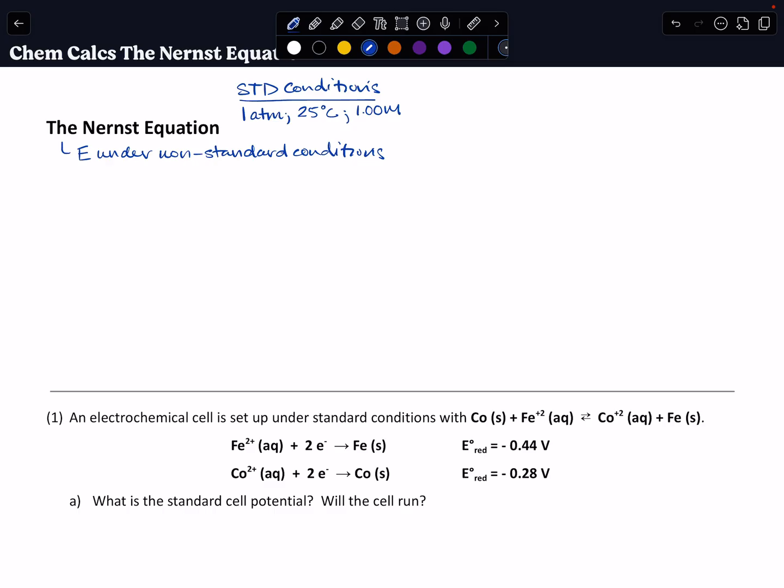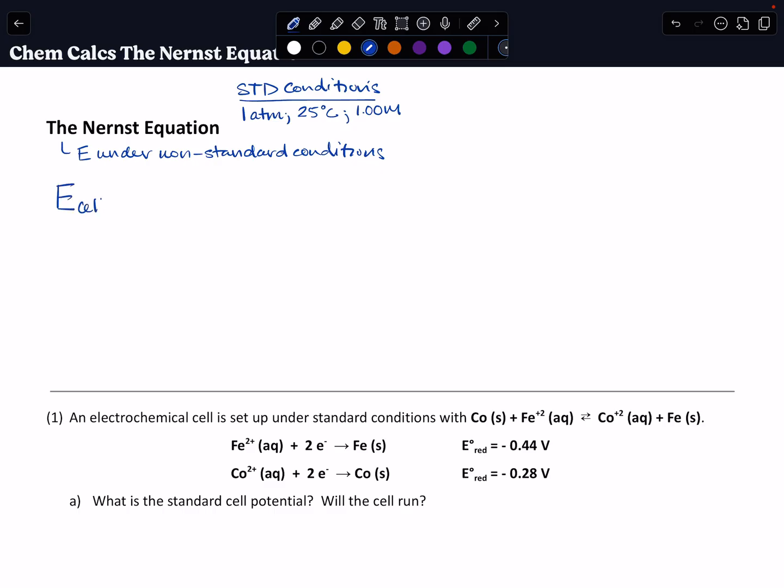So if your cell setup is different from this standard condition set, then you can't just use the reduction and oxidation potentials and say, well, this is the potential of my cell. You have to utilize the Nernst equation to correct for those non-standard conditions. So what does that look like in terms of a formula?